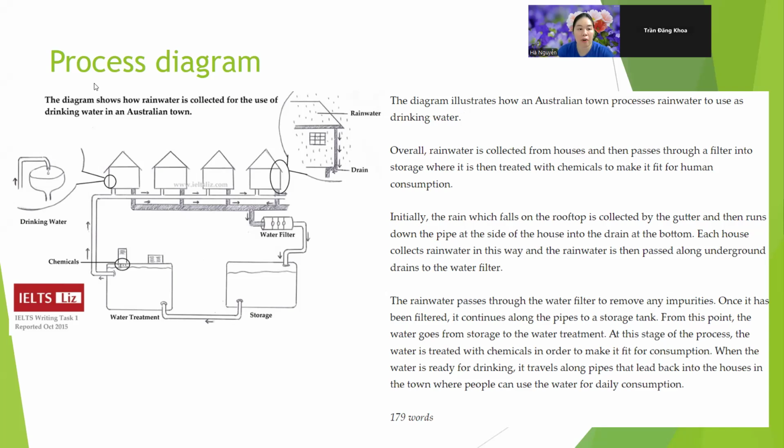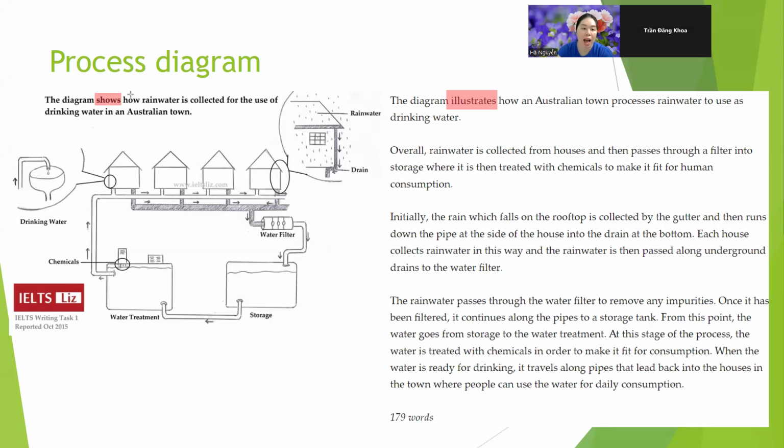So the diagram illustrates. That's the first paraphrase. What is the corresponding part in the task question? Instead of illustrate, what is the original word? Show. Good job. That's it. So you need to paraphrase. You need to use different words to report the task question. So instead of show, you can have illustrate. And if the question says illustrate, you can say show.